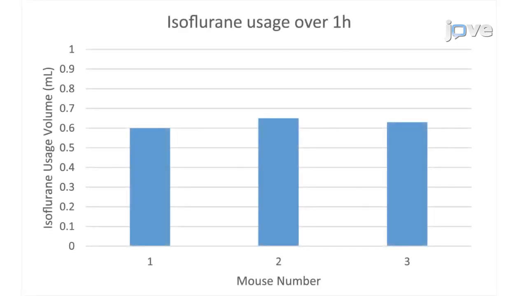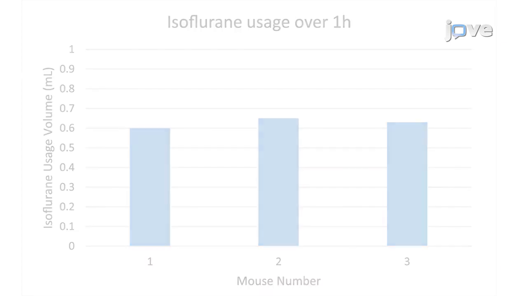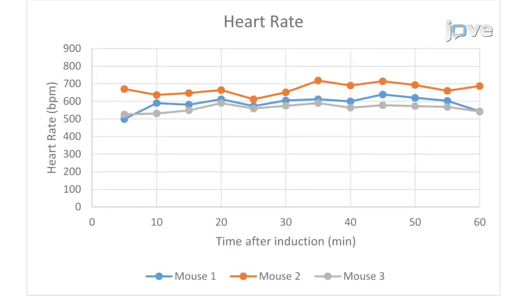This figure shows the amount of isoflurane used in milliliters for 3 different 6 to 7-week-old C57 Black 6 female mice over 1 hour of anesthesia maintenance using the digital low-flow anesthesia system. Due to the low flow rates, the low-flow syringe-driven digital vaporizer consumed less than 1 milliliter of isoflurane over the course of 1 hour. The heart rate of the 3 mice, measured in beats per minute using pulse oximetry at 5 to 60 minutes after induction, is shown here.